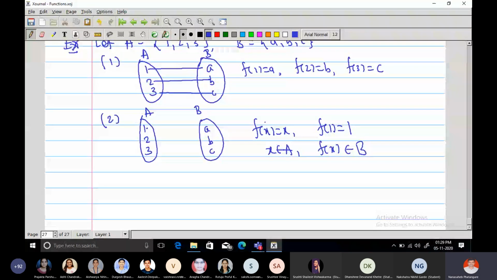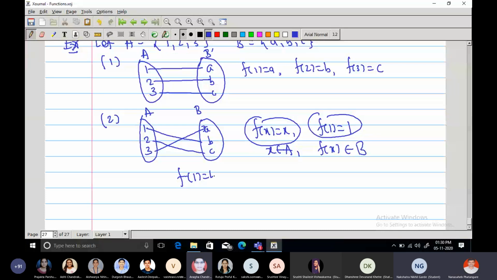But I can map 1 to B, 2 to C, 3 to A. So what is my function here? f of 1 is equal to B, f of 2 is equal to C, f of 3 is equal to A. So is it one function? Yes, sir. Right. Now can you tell me one more function from A to B, same sets?